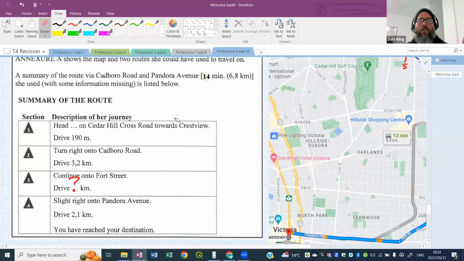This is the last question for tonight. How far did she travel on Fort Street? How do we figure this out, ladies and gentlemen? We'll do this one and then we'll call it a night. Anybody? Somebody.